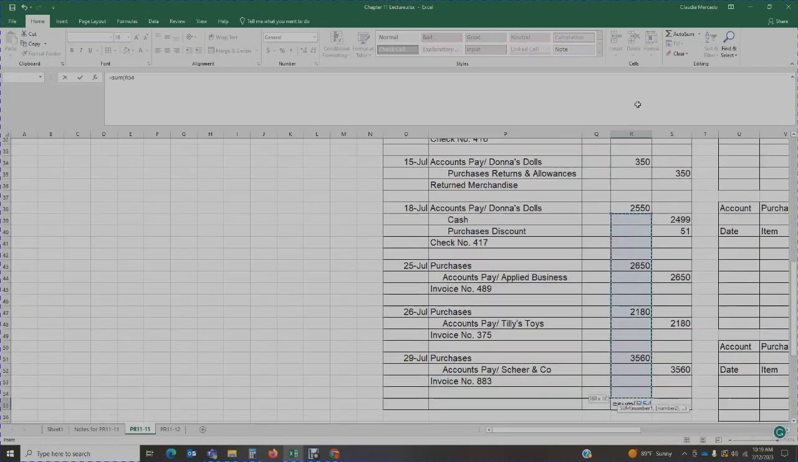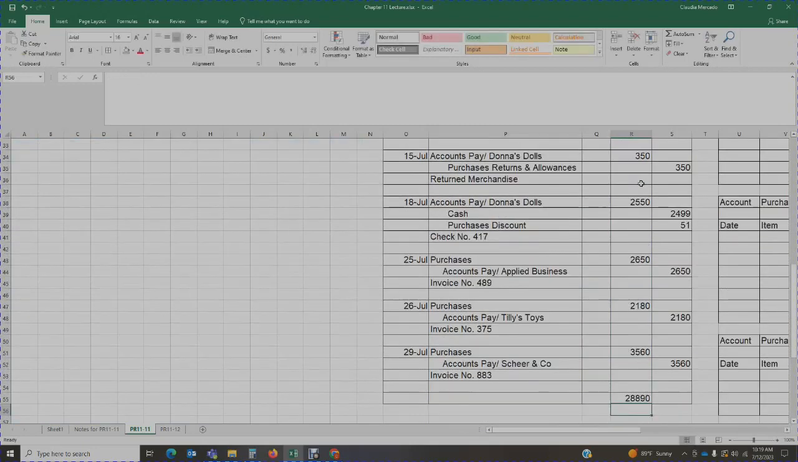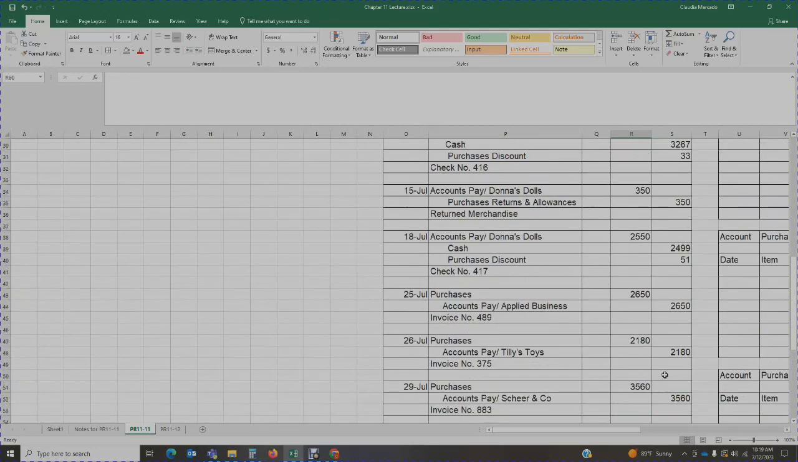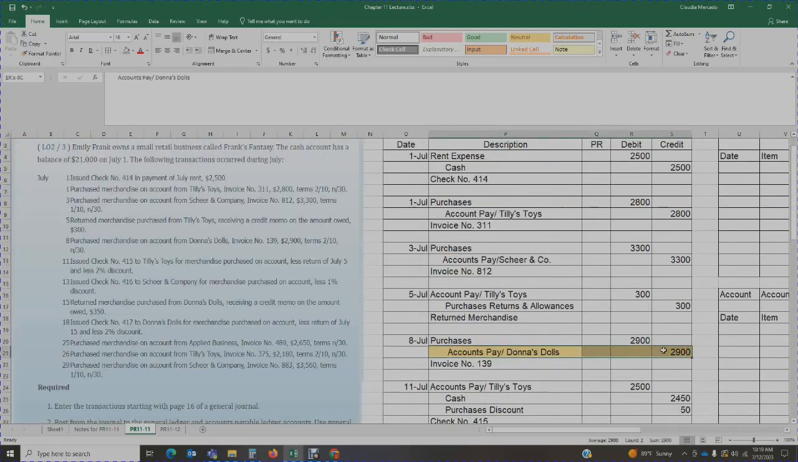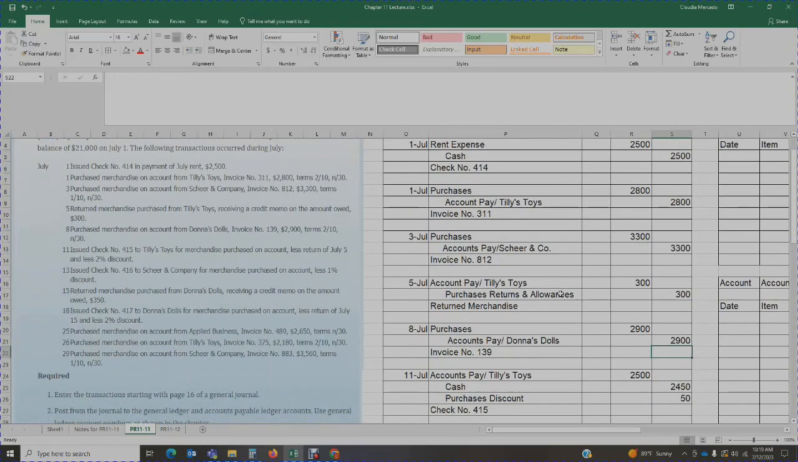Now, because I am using Excel, I'm going to quickly do a sum of my debit column and my credit column, just so I can make sure before I move on to doing anything else that my debits and credits equal, which they do. Debits need to equal credits. If they don't, you made a mistake somewhere and we need to fix it before we start transferring information to our ledgers. So step number 1 is record all of your entries into your journal.